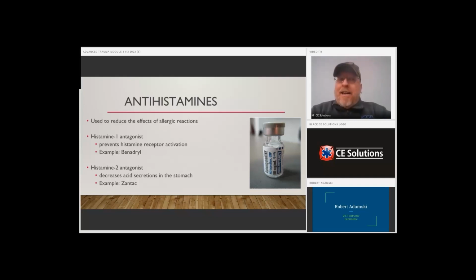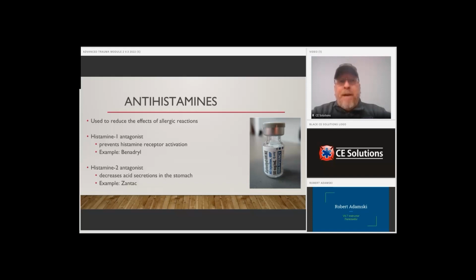Next, we have our antihistamines. All right, typically we use those for our allergic reaction patients, especially our anaphylactic shock patients, our patients with severe allergies. All right, and obviously you want to follow your local protocols. And also you're going to provide other medications such as epinephrine, etc. But antihistamines are a good first-line drug for dealing with allergic reactions.